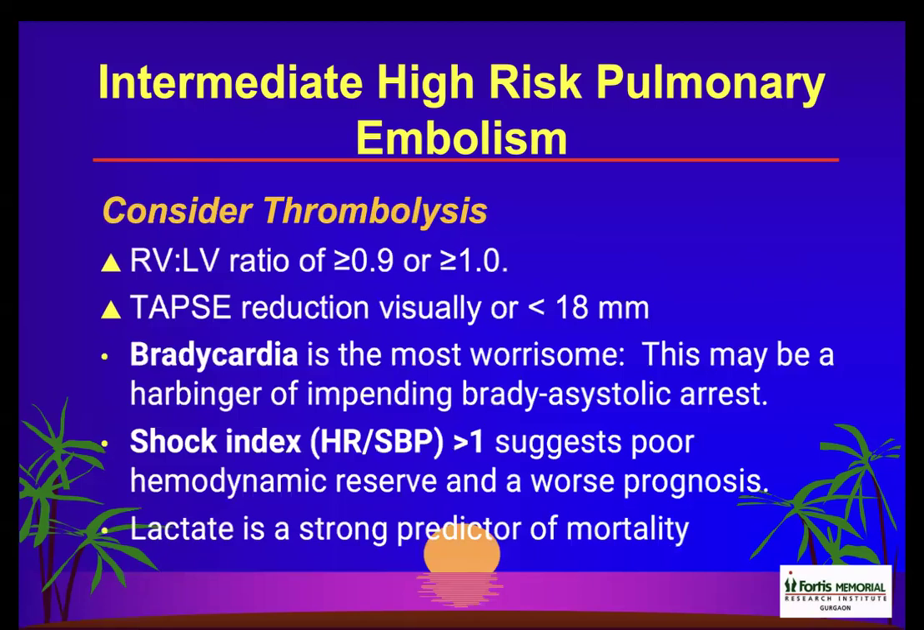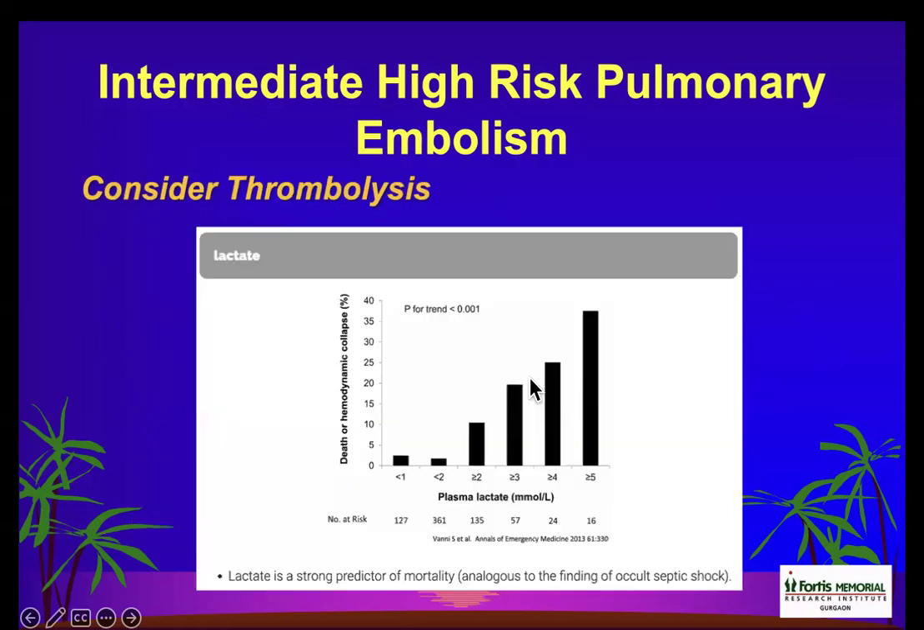There are certain other criteria where thrombolysis may be considered. If the RV-LV ratio is more than 0.9 or more than 1, TAPSE reduction is seen visually or is less than 18 millimeters. Bradycardia especially, which is quite worrisome, and these patients are at high risk. So patients of pulmonary embolism with bradycardia are at higher risk of mortality as compared to patients with tachycardia. Similarly, a shock index, the heart rate to systolic blood pressure ratio, of more than 1 suggests poor hemodynamic reserve, and these patients may also have a worse prognosis. So these patients may also be considered for thrombolysis.